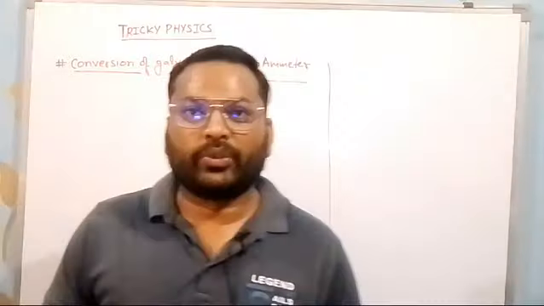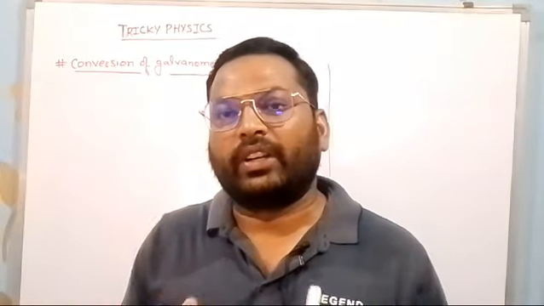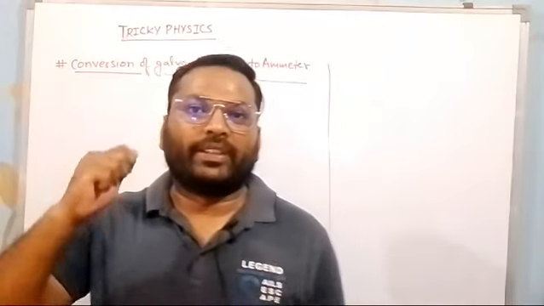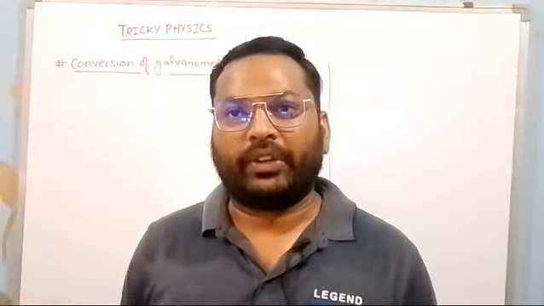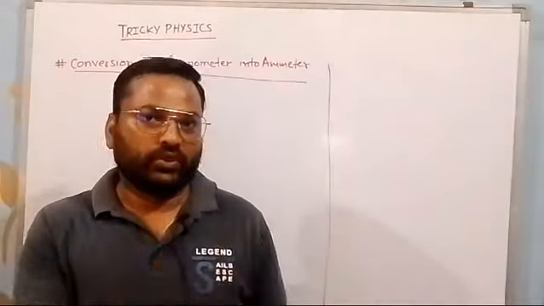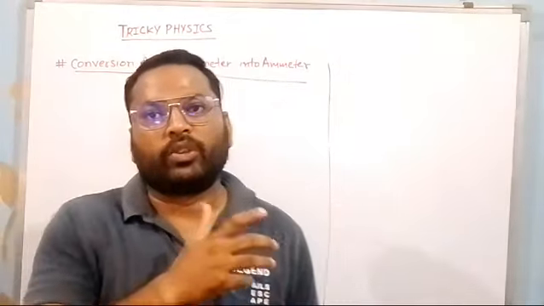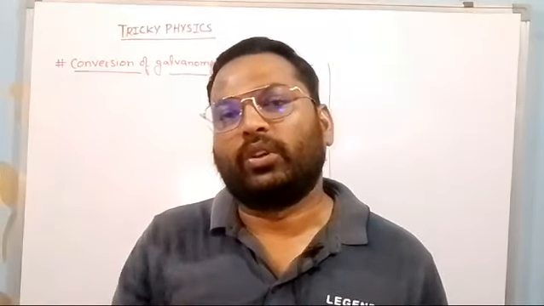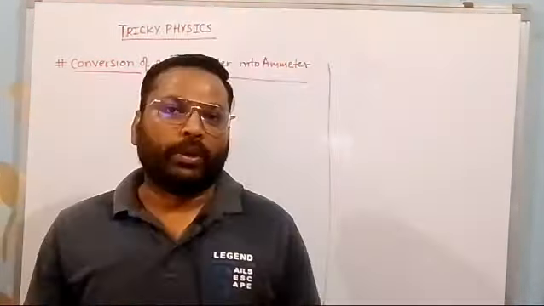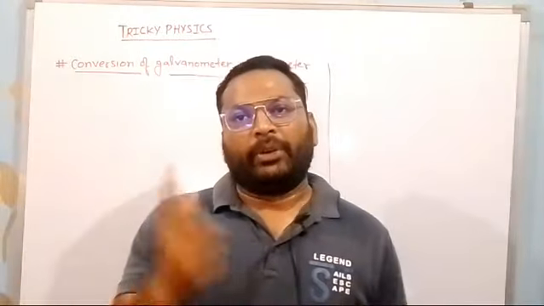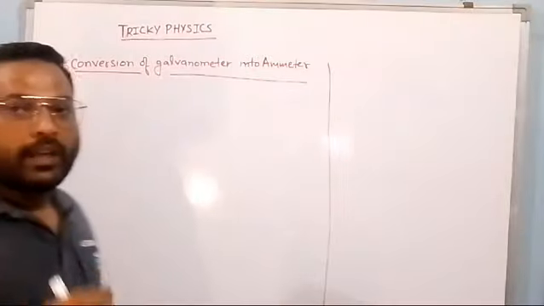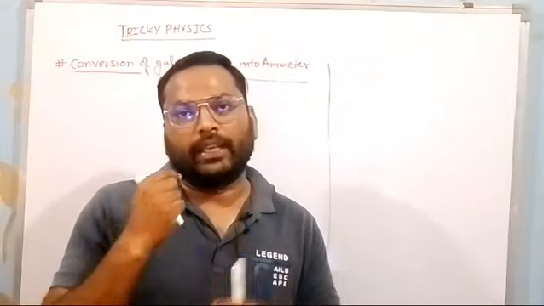And today we are going to discuss how we convert a galvanometer into an ammeter. You know very well about the galvanometer. A galvanometer is a device which is used to detect a small amount of current in an electric circuit. So by using a galvanometer, we design an ammeter today. So guys, how do we design an ammeter using a galvanometer?